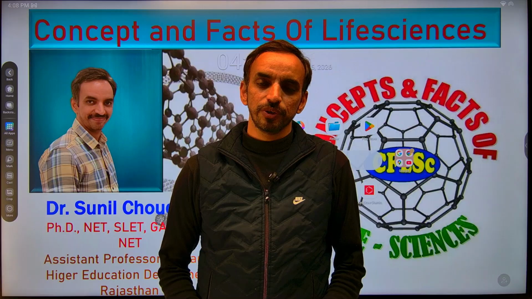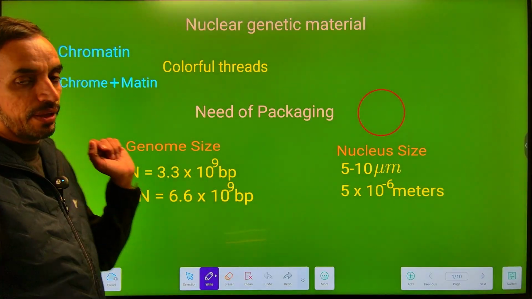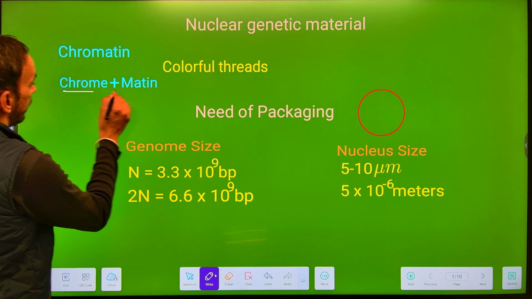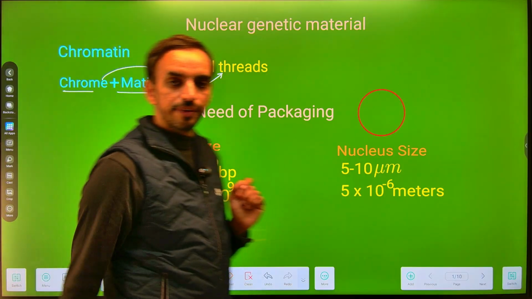Today in this video we are going to discuss the nuclear genetic material that is known as chromatin. Now chromatin is made up of two words, chrome and matin. Chrome means colorful, while matin means thread. So these are the colorful threads.